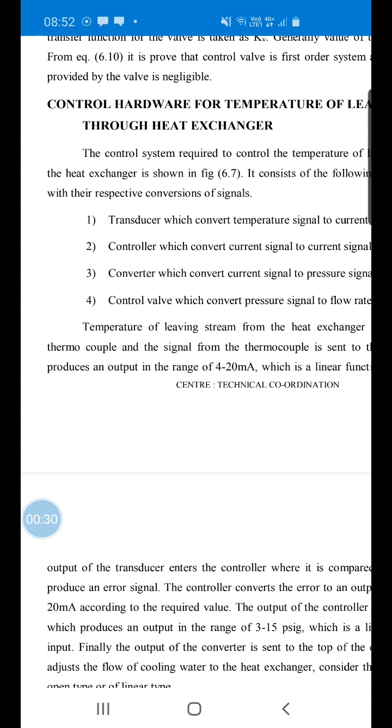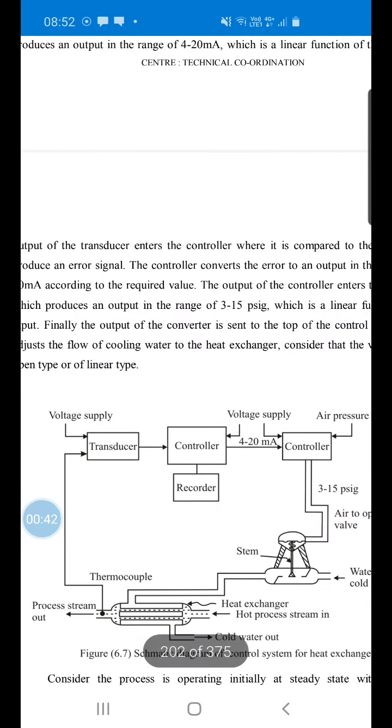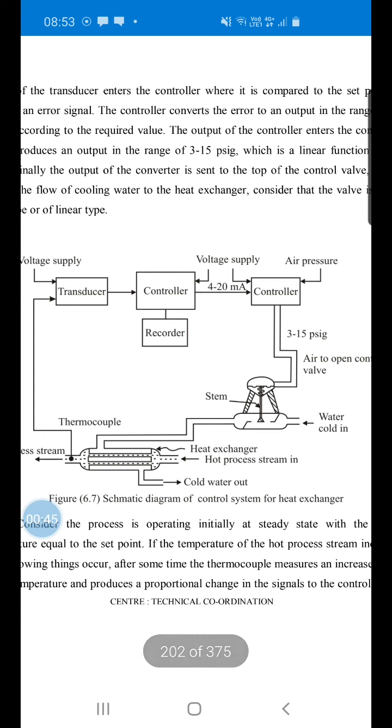In this system, the control system is required to control the temperature of the liquid stream leaving the heat exchanger, which is shown in the figure. It consists of the following components. A transducer, which converts the temperature signal to a current signal. A controller, which converts a current signal to a current signal. A converter, which converts the current signal to a pressure signal. A control valve, which converts the pressure signal to the flow rate of the fluid.